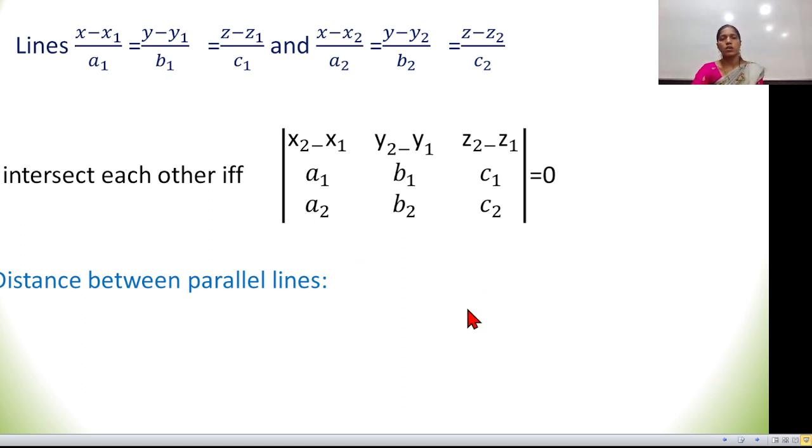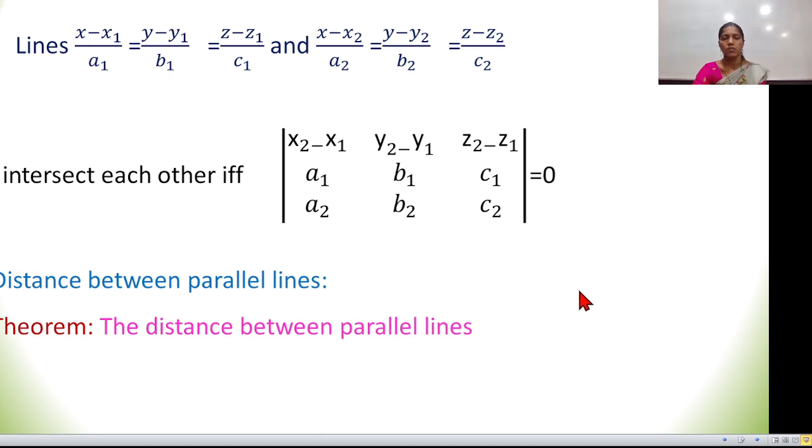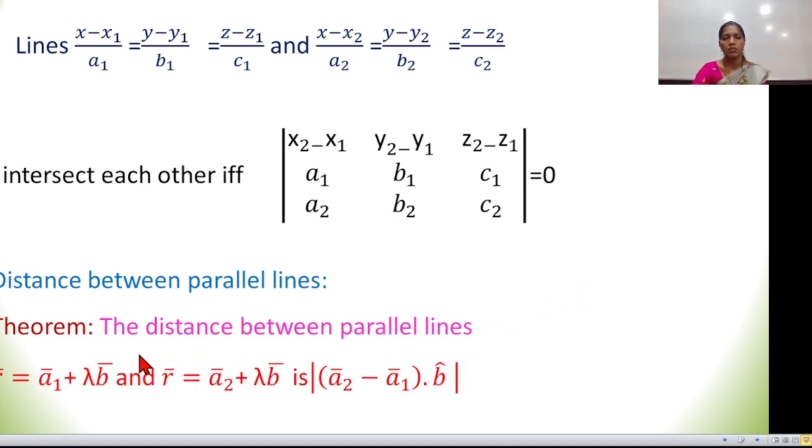Now let's see how to find the distance between two parallel lines. First of all, we consider two parallel lines, r bar equals a1 bar plus lambda b bar, and the other line r bar equals a2 bar plus lambda b bar. The distance between them is the magnitude of (a2 bar minus a1 bar) dot b cap.